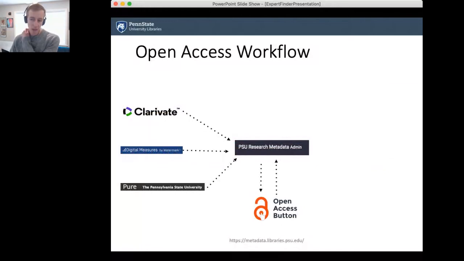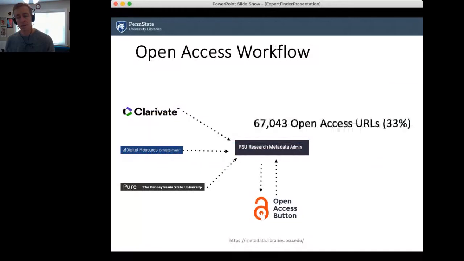If there is, we currently don't download that copy. We only record the link to the open access article. So as of this point, we have 67,043 open access URLs. It's about 33%, a little more, of our publications, and is a significant jump from where we were initially when we rolled this out last spring, which was about 19%.